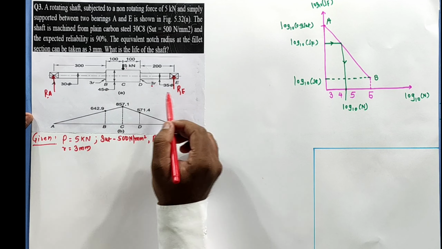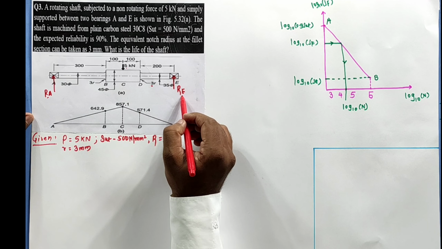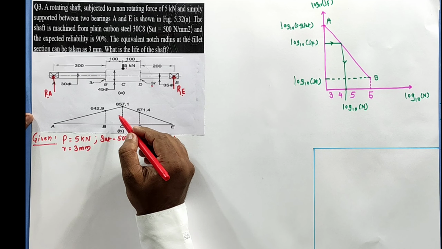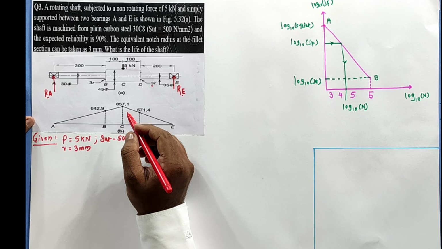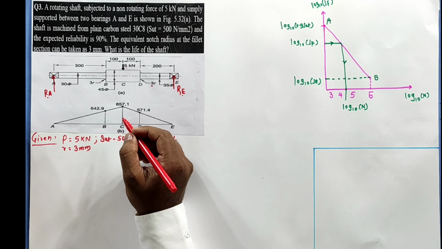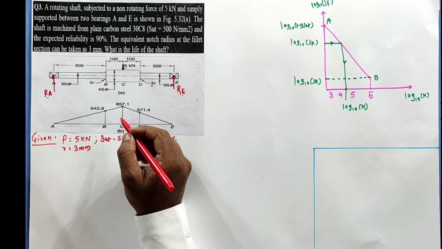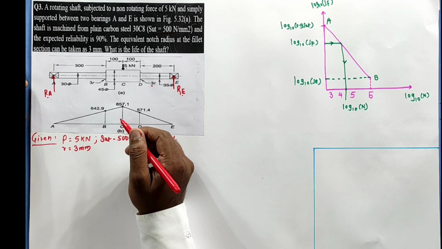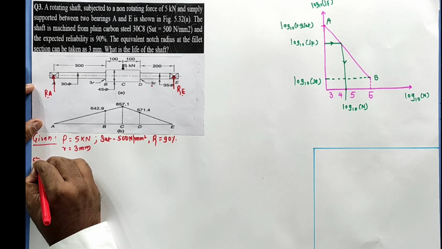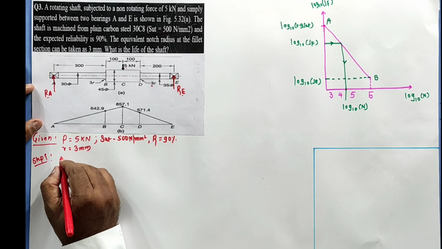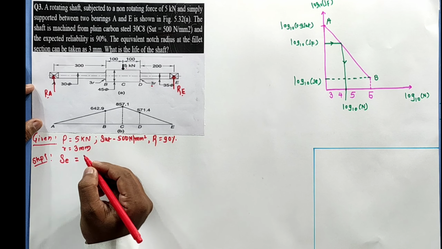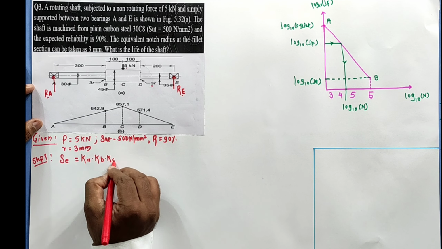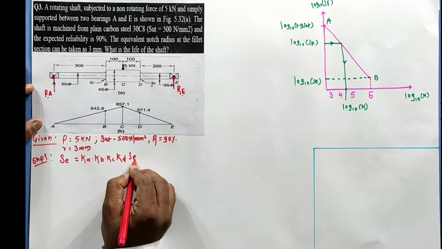RA is the reaction at bearing A, RE the reaction at bearing E, correct? And the force acting is 5 kilonewton. So before starting this, while using the structure, I will have to use the endurance limit. I will have to calculate that. So one by one I'll go for the endurance limit. So step number 1, calculate the endurance limit. So I'll directly write Se is equal to Ka, Kb, Kc, Kd into Se dash.